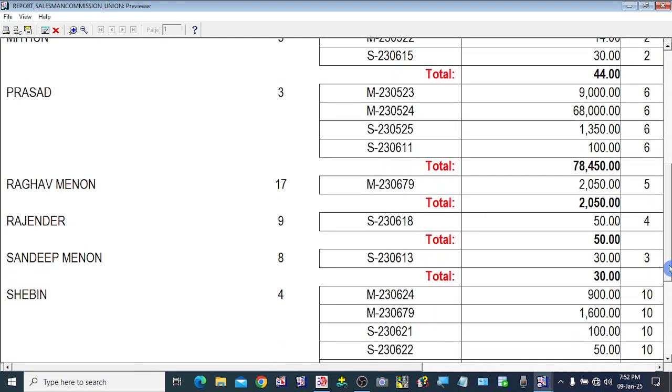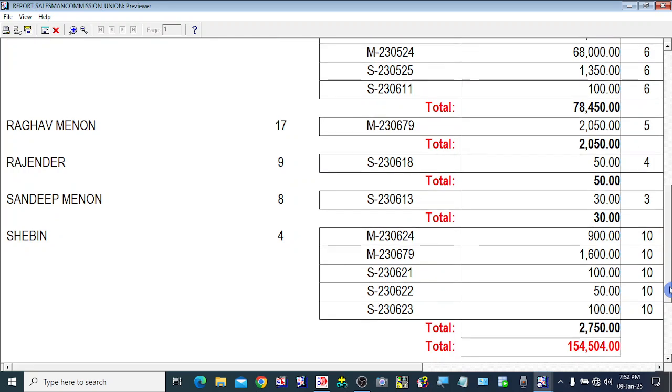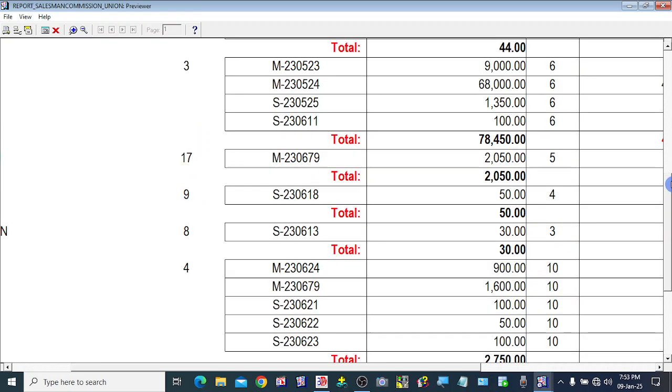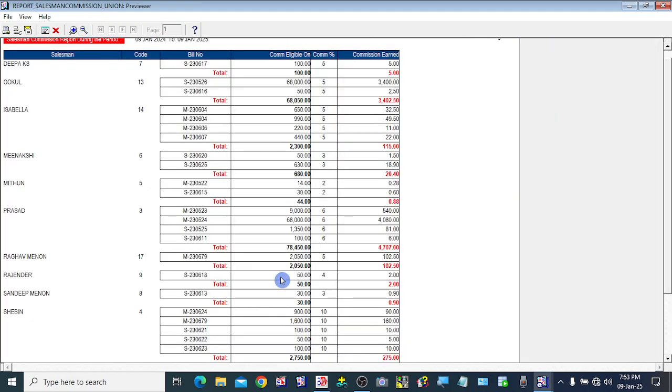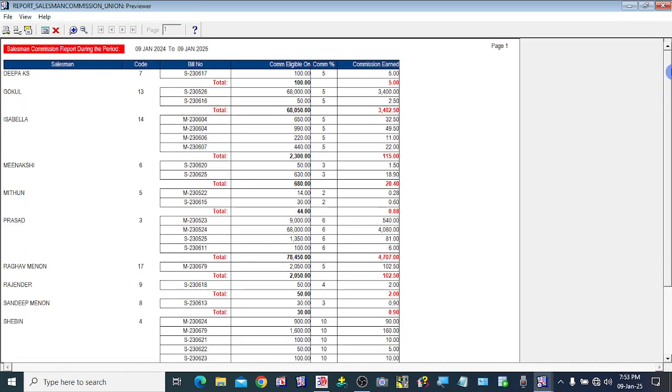So it is very easy to reconcile as well as understand whether there was only a single salesman or multiple salesmen in a single bill. That we can easily understand by seeing these prefixes S and M. So every month you can generate this report to distribute the salesman commission.